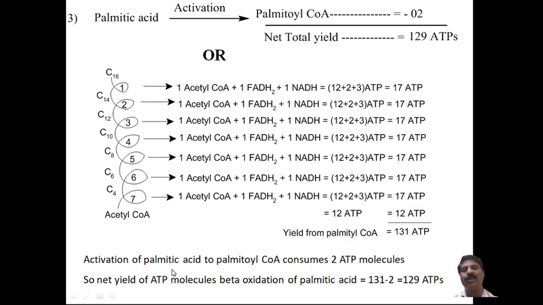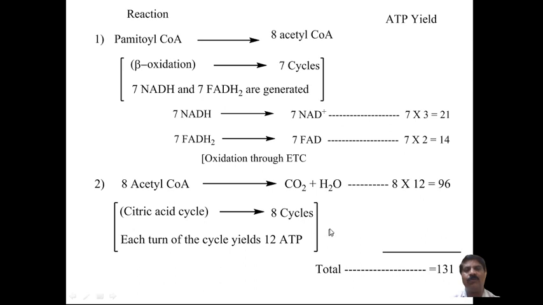Again we know that in the activation of palmitic acid, 2 ATP molecules are consumed. Therefore the net yield of the beta oxidation of palmitic acid is 131 minus 2, that is 129 ATP molecules. You can summarize in short form, or otherwise calculate it step by step, nothing different. Both are methods of calculating ATP molecules during the beta oxidation of fatty acid, specifically here taking palmitic acid.